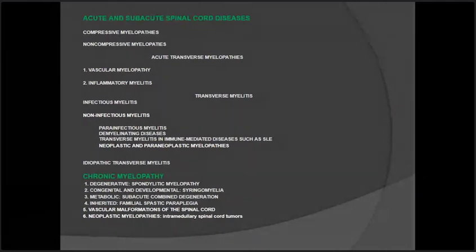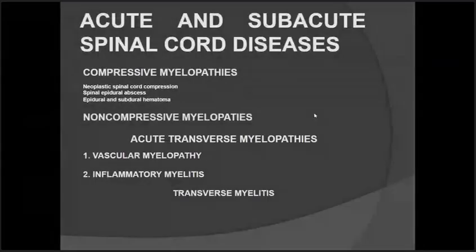It is divided into acute and subacute. There is no sense in differentiating between acute and subacute; they have the same causes, and there is no clear-cut time factor for acute and subacute, so the authors put them together. And chronic myelopathy is slow progressive myelopathy. Acute and subacute spinal cord lesion.